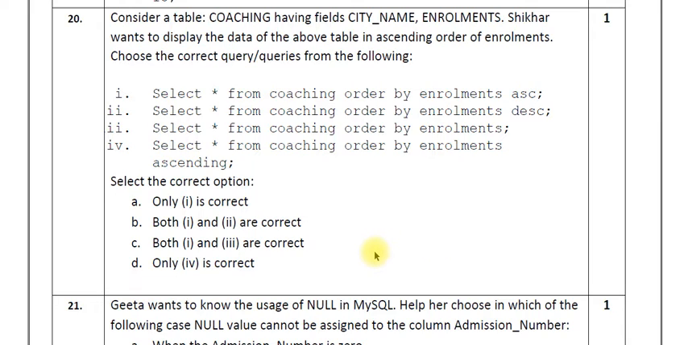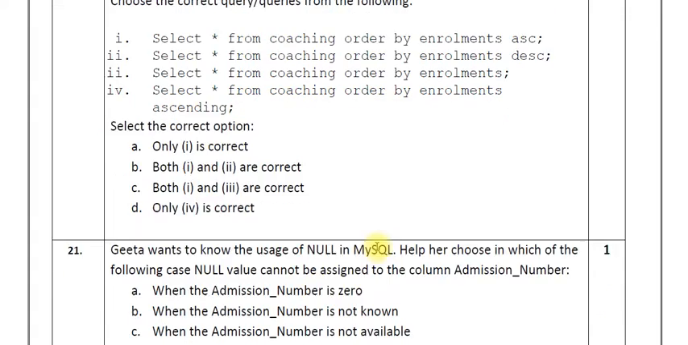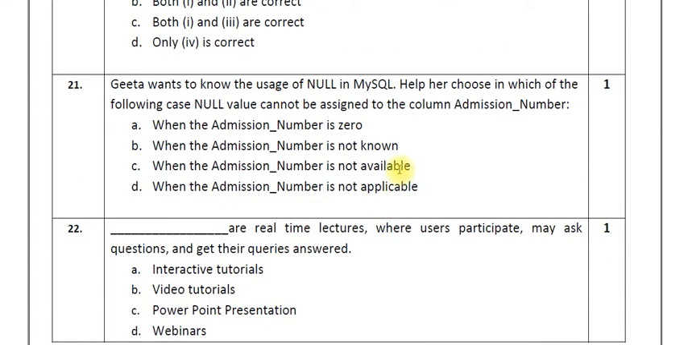So just remember those small things like order by. Whenever the order by clause is coming, study the order by clause properly. The order by clause is meant for ordering the data based on a particular column, ascending or descending, whatever it is, you just keep an eye on it. Next, some more things are given, like Geeta wants to know the usage of NULL in MySQL.